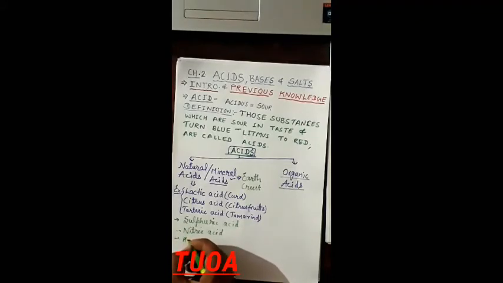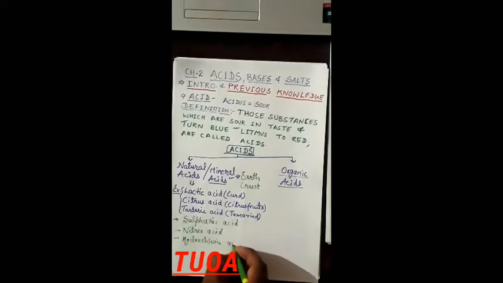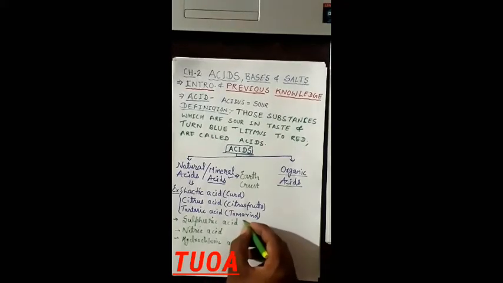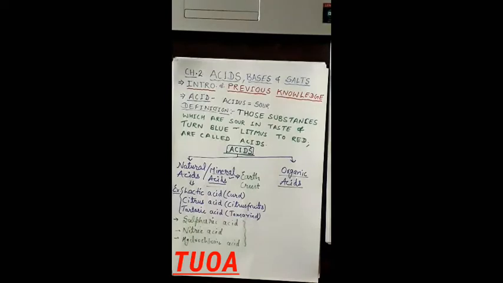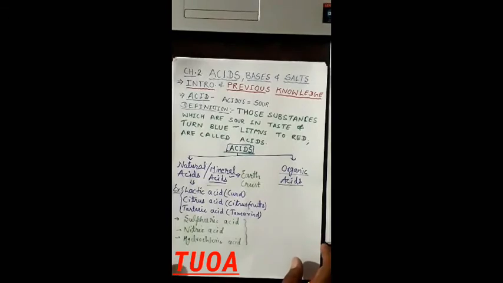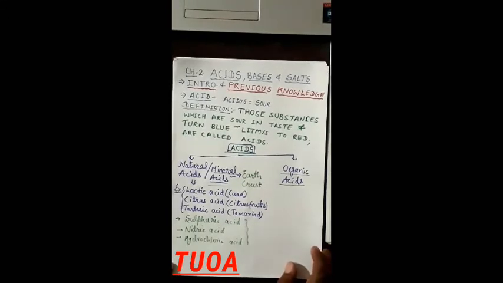Mineral acids are very important for us as they are a very important part of our science laboratory. They are used frequently in the science lab. In this list we can also include hydrochloric acid, which is also a part of our stomach. It is found in our stomach also.